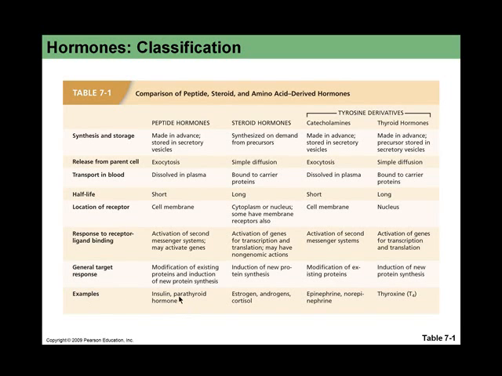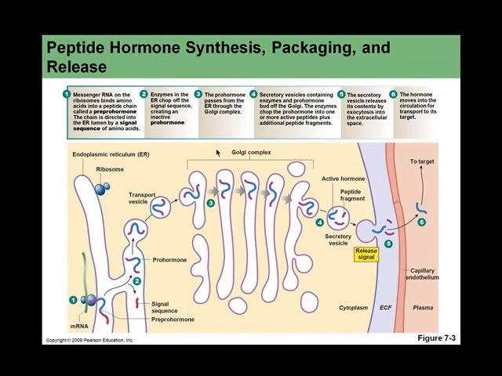Examples of peptides: insulin, parathyroid hormone; estrogen, androgen, cortisol for the steroids; epinephrine and norepinephrine, as I mentioned, for the catecholamines; and then thyroxine, the tetraiodothyronine, or T4, is a prime example.